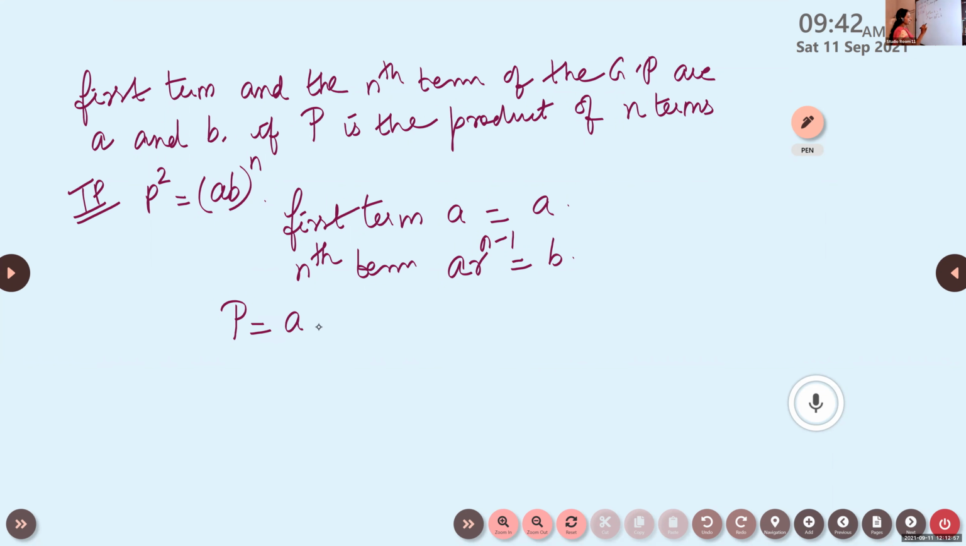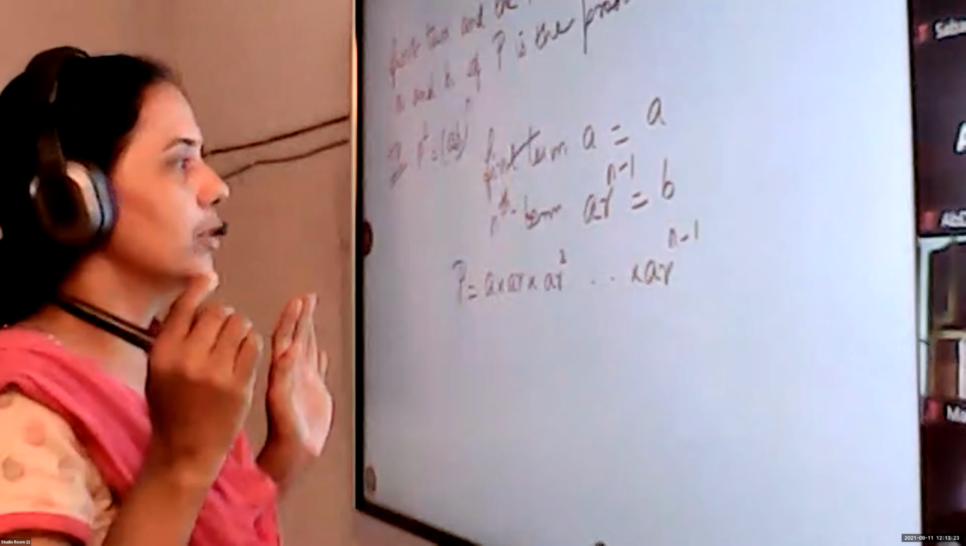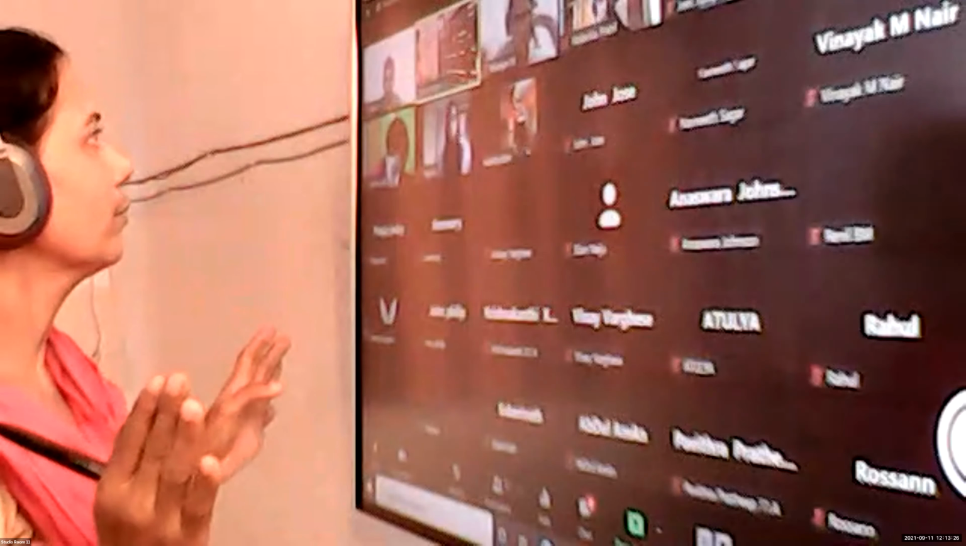So A into AR square. What will be the nth term? The nth term is AR raised to n minus 1. Is it okay? Is it clear? P is the product. Product means we have to multiply A into AR square into etc., up to AR raised to n minus 1. Up to that, is it okay, children? Yes.